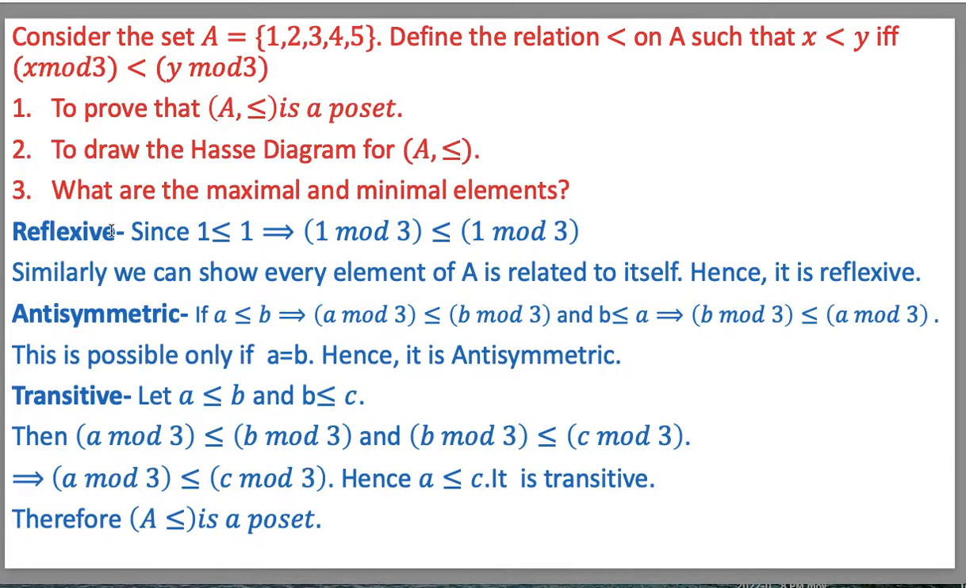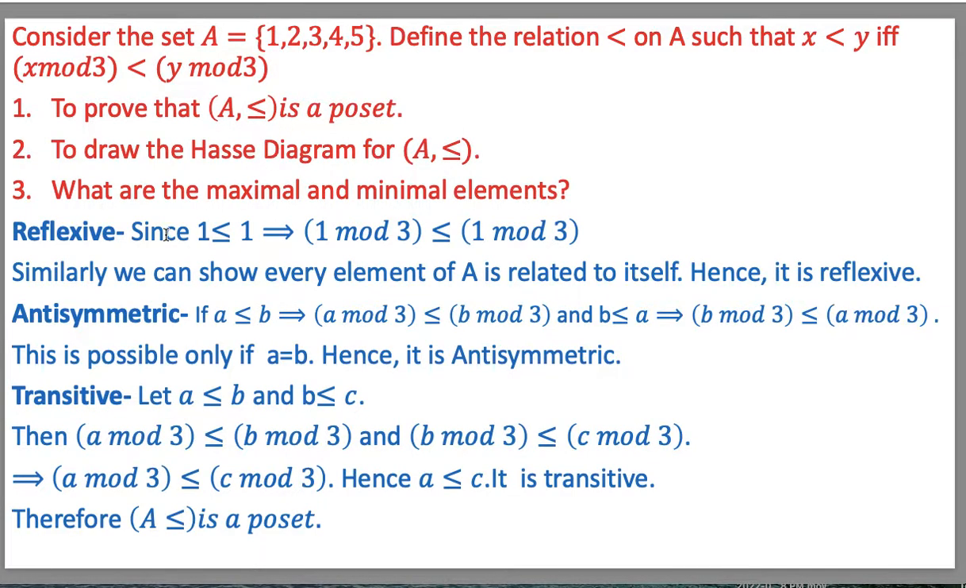Now we will consider one more example. Consider the set A equal to {1, 2, 3, 4, 5}. Define the relation less than or equal to on A such that x is related to y if and only if x mod 3 is less than or equal to y mod 3. We have to prove that A with this relation is a poset. Also we will draw the Hasse diagram for this poset and find the maximal and minimal elements. First of all we will show that this set is a poset together with the relation defined as x mod 3 less than or equal to y mod 3.